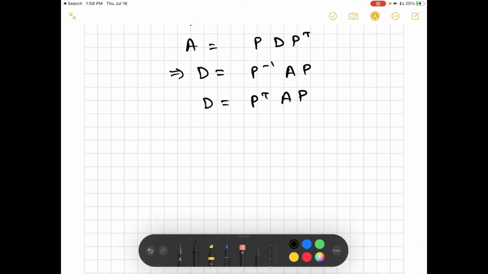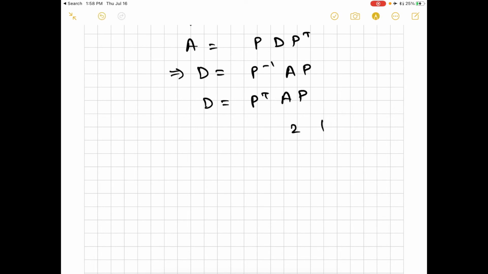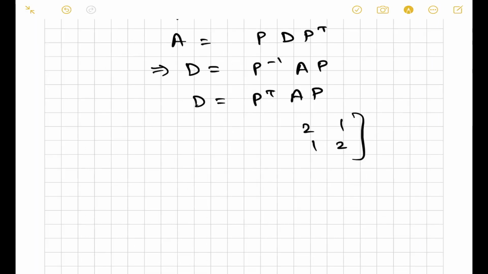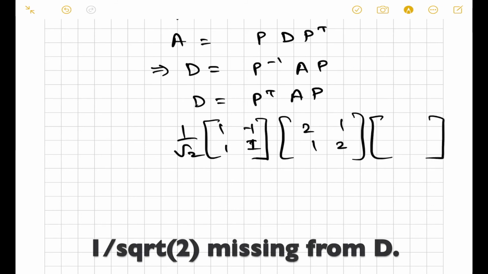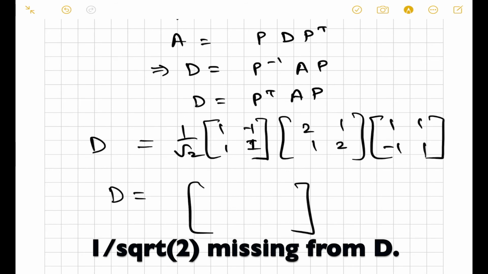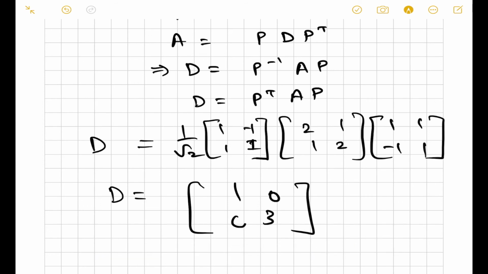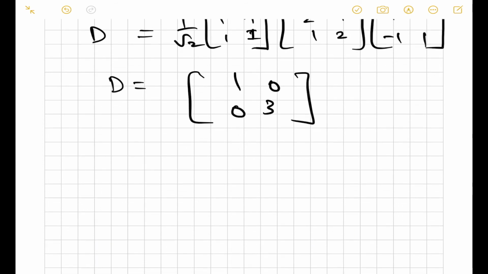And we already know that A is equal to 2, 1, 1, 2, and P transpose we can always calculate as 1, 1, minus 1, 1, times 1 by root 2, and our P is given by 1, minus 1, 1, 1 over root 2. When we solve this, we find that D in this case comes out to be 1, 0, 0, 3. Now, if you notice carefully, the elements along the diagonal of D also happen to be the eigenvalues.